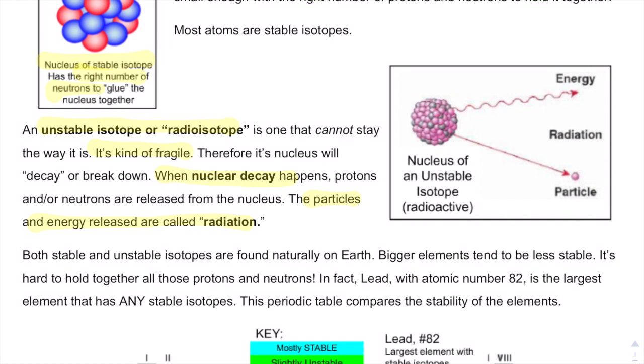We look at the picture, we see that happening. Here's the nucleus of an unstable isotope. It's pretty big, lots of protons and neutrons. And so it is fragile and breaking apart. Some energy is released and some particles, and together energy and particles released from the nucleus are called radiation. Radiation is coming from the sun to the earth, but it also comes in much smaller amounts from different elements here on earth.